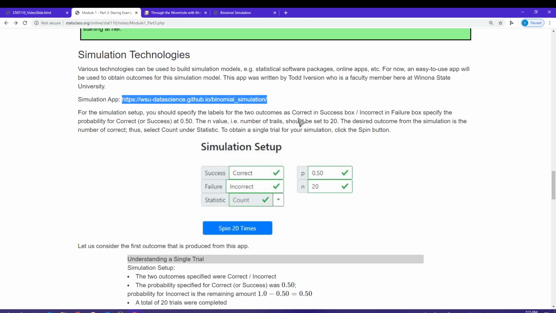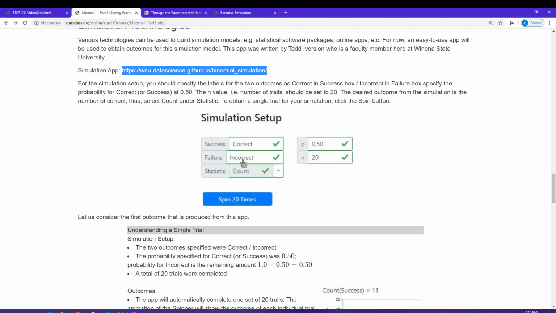So how do we set up this simulation model? Well, I need to know what the two outcomes are, which I've previously said are going to be correct and incorrect. Now again, the woman in the video identified either look or no look, but we convert those guesses or outcomes into either correct or incorrect.